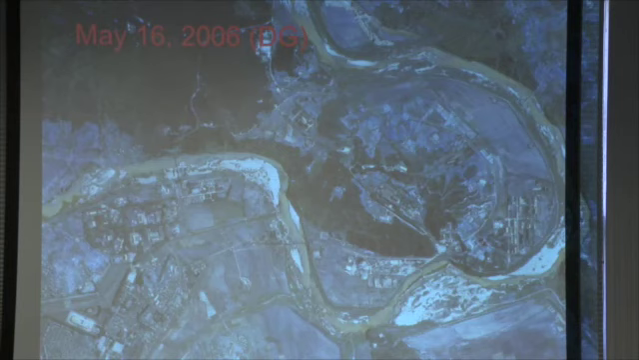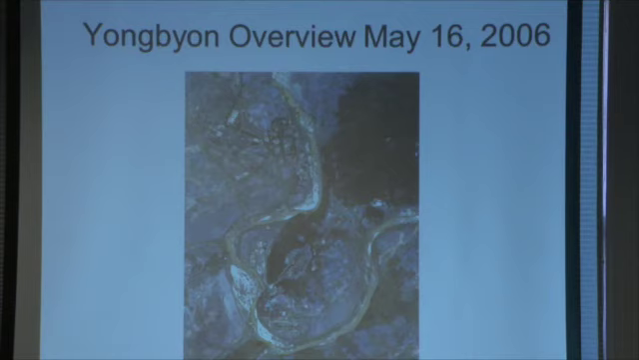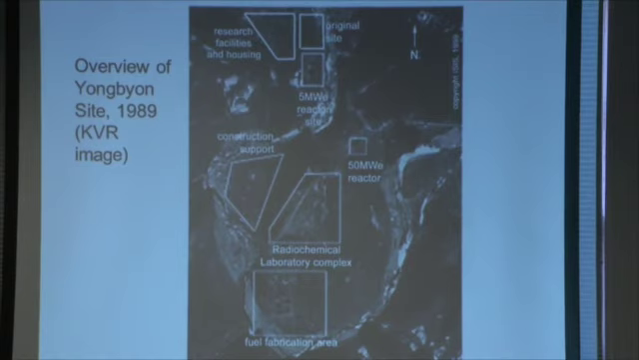The site is, if you look for it in Google Earth, very distinctive because of the shape of this river, the Kiryong River, that wraps around it. That's a north-south picture of it with the river. And then if I go back up with this not-so-great image, you can see where the 5-megawatt electric reactor is. The fuel fabrication area is down in the south.